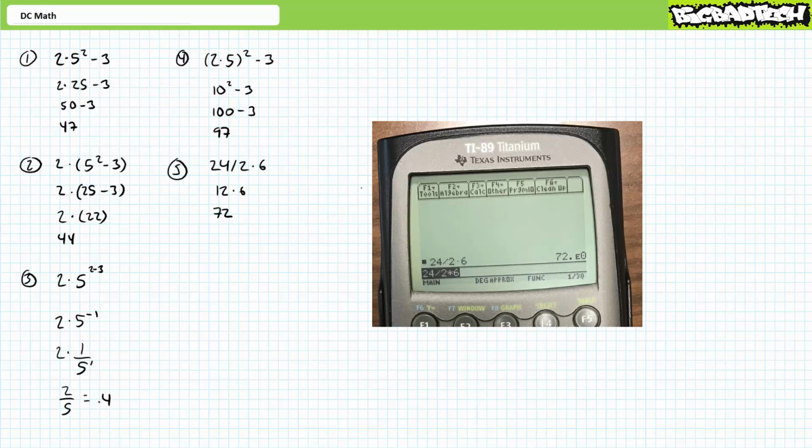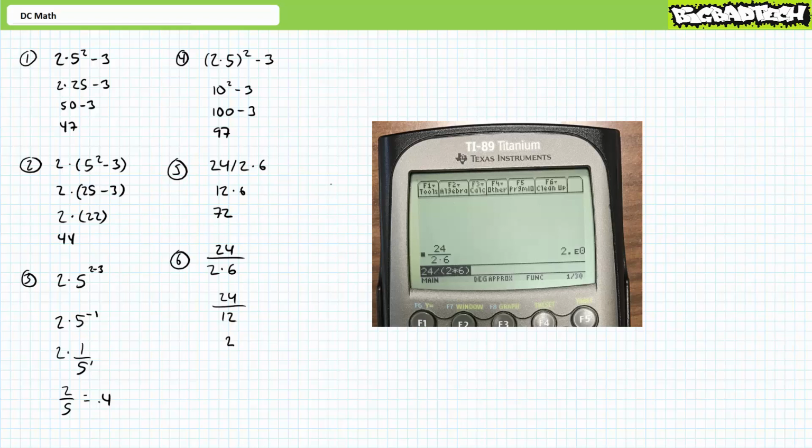Our next problem features solely division and multiplication, operations that have equal precedence, however are resolved from left to right if they appear on a single line as in this problem. 24 divided by 2 times 6. The division operation is on the far left-hand side, so it receives priority. 24 divided by 2 is 12. 12 times 6 is 72.